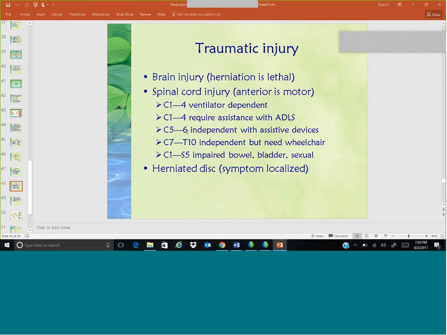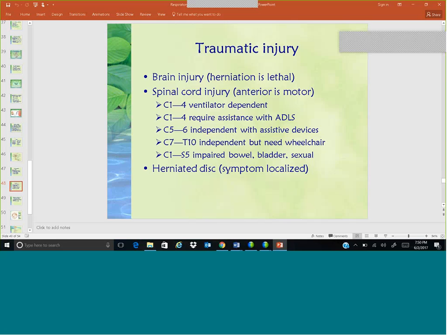C5 through C6 will breathe on their own. So when that says independent, that doesn't mean they're going to live independently. That just means that they have the ability to breathe on their own with some assistive devices. If they are C7 through C10, they are independent, but would be paralyzed and will need a wheelchair. C1 through S5 can impair bowel, bladder, and sexual function.